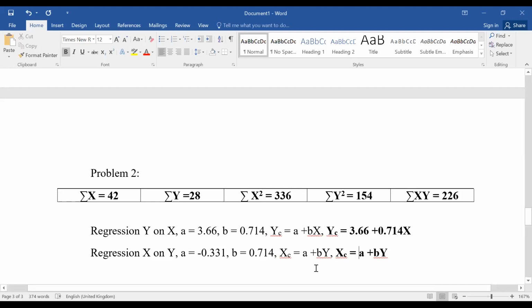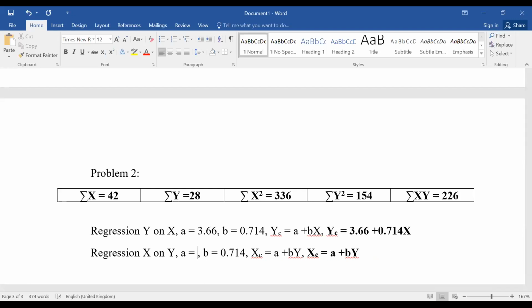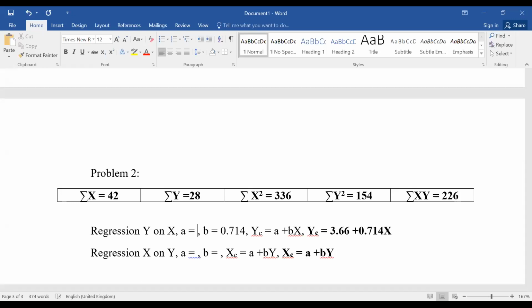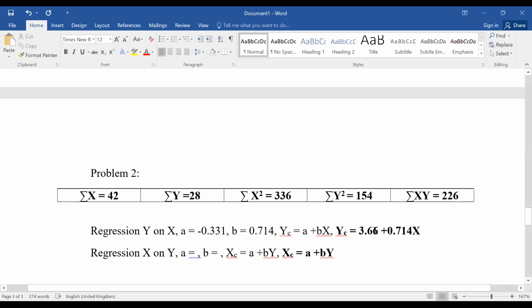Is there any change? So therefore, X on Y equation will be, it's for the previous one, not for this one now. Then A is 3.66 there, someone has mentioned. Which is the right one, guys? See whether the equation Y on X is correct. Y equal to 3.66 plus 0.714X. Whether it is 3.66 or minus 0.331. Okay, minus 0.331. Therefore, the Y on X equation will be minus 0.331 plus 0.714 into X.